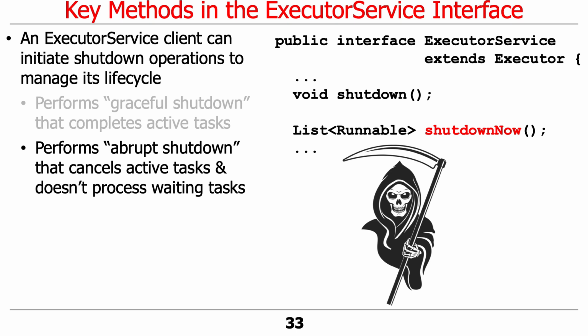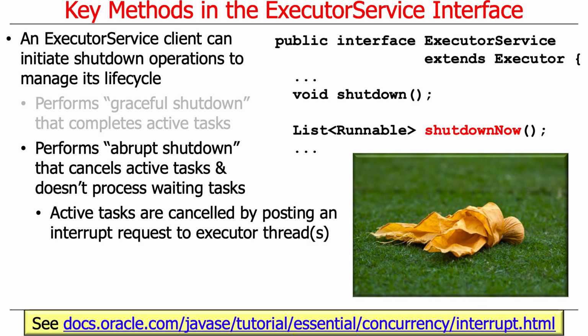ShutdownNow performs an abrupt shutdown that cancels or attempts to cancel active tasks and doesn't process waiting tasks. So graceful shutdown will also not process waiting tasks, but it won't cancel the active tasks. Yes, a good analogy would be if you go through the process of hitting the software shutdown button on your computer, it'll shut down. Whereas if you pull the power cord out or take the battery out, that's an abrupt shutdown. It's not quite as abrupt as that because it doesn't cause everything to stop running in your program, but it's not a bad analogy.